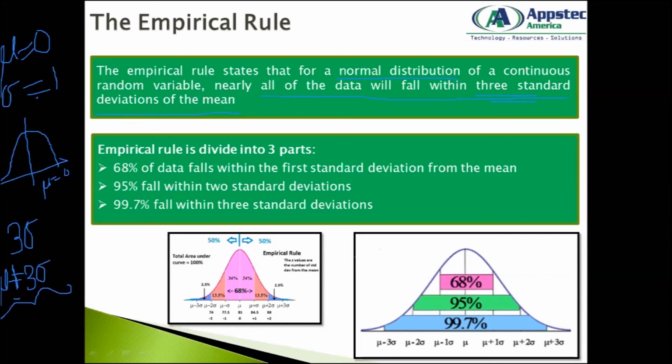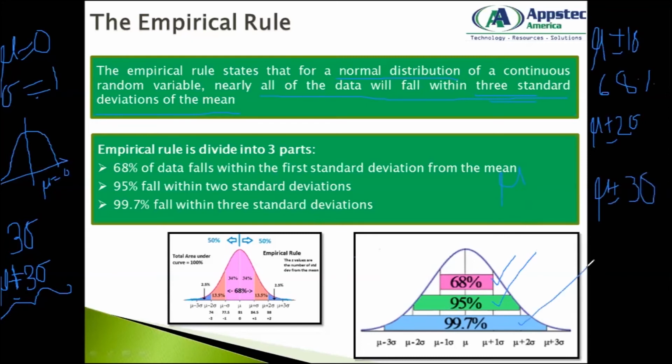The empirical rule then divides the data into 3 parts. Whenever you go with the dispersion range of mu plus minus 1 sigma, you cover 68% of the data, which you see here. When you go mu plus minus 2 standard deviations, you cover 95% of the data. And when you go mu plus minus 3 standard deviations, you cover 99.7% of your data range. And your total area under the curve is always 1, which is 100%.